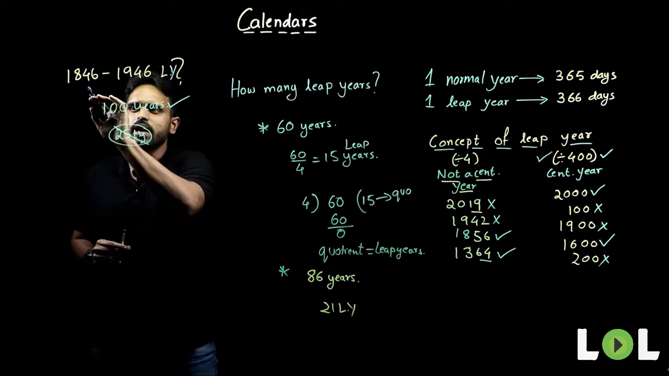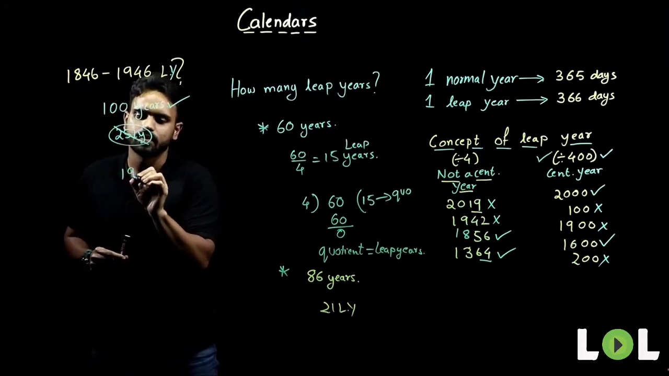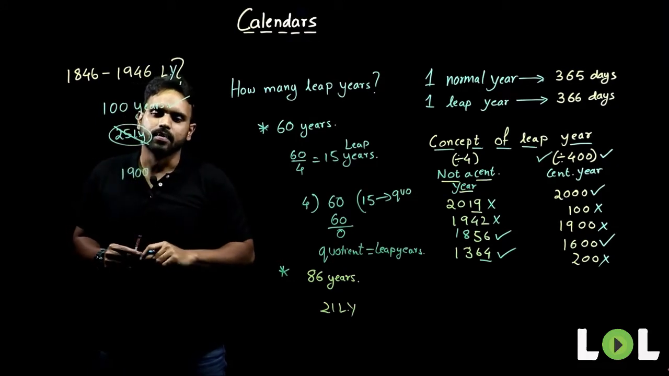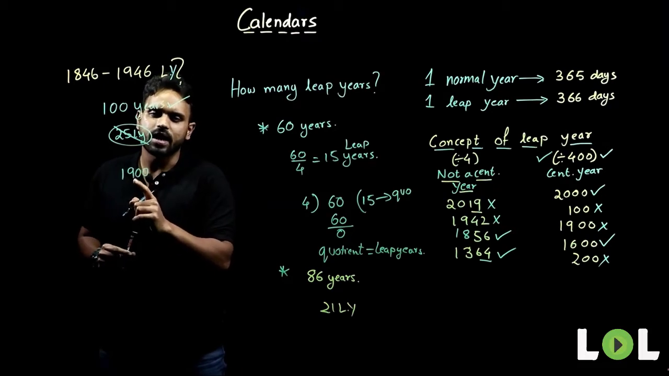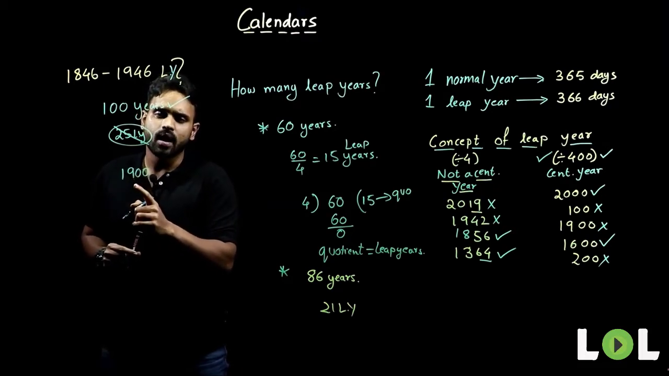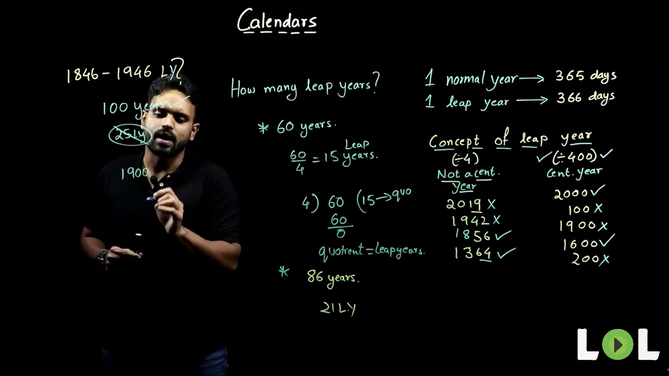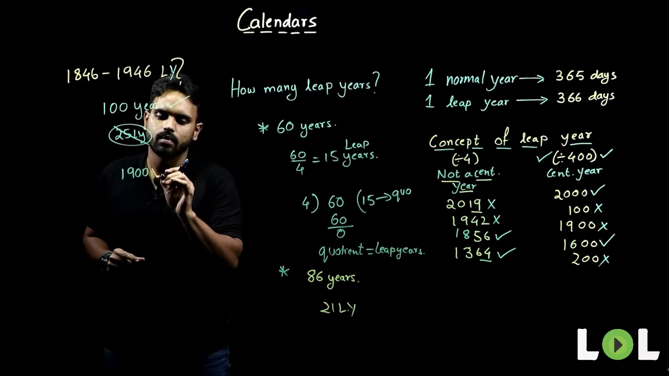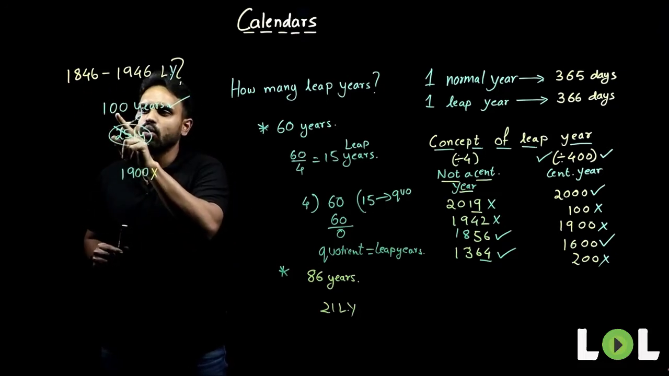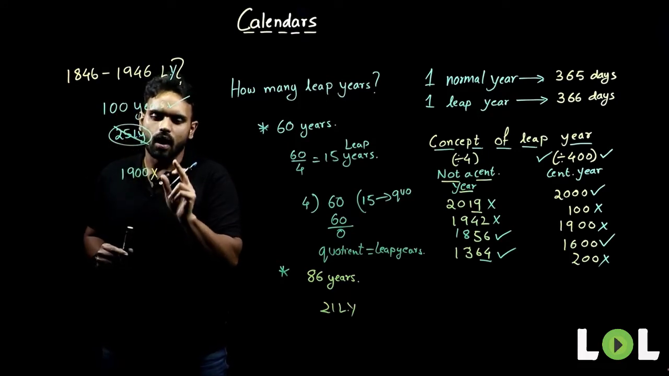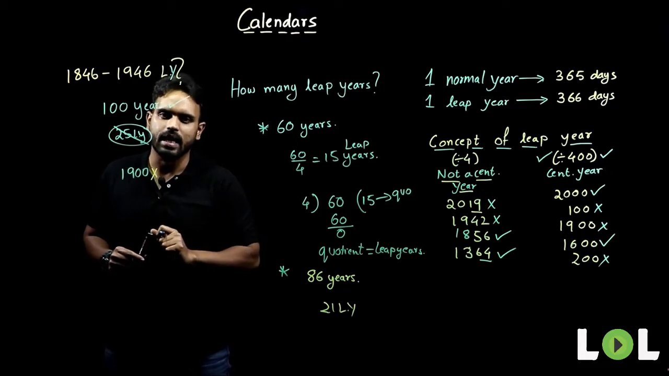So, what is the century year that is appearing between 1846 and 1946? 1900. Now, is 1900 a leap year? 1900 is a century year. For a century year to be a leap year, what is the condition? It must be divisible by 400. Is it divisible by 400? No. So, outrightly I can take out of my total of 100 years, 1 year is not a leap year. That is, 1900 is not a leap year.